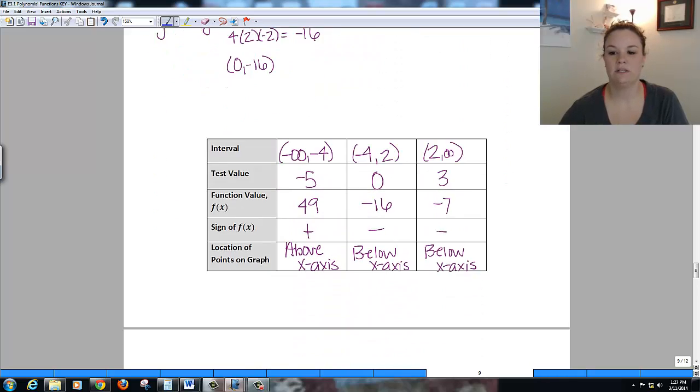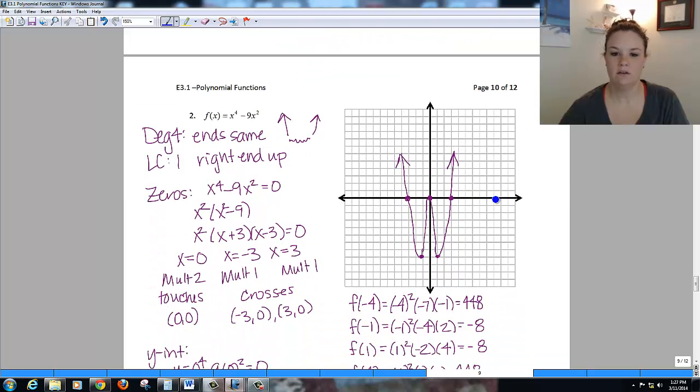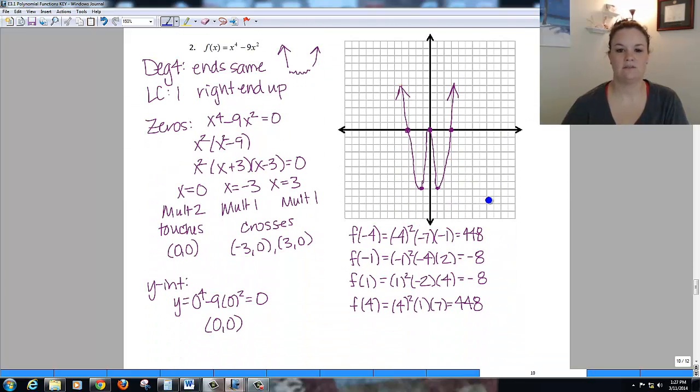Let's look at the second one. Same idea. First thing I want to do is identify the degree. This one's already multiplied out, so it's a degree 4, and my leading coefficient is a 1. So degree 4 means the ends go the same direction, and my leading coefficient of 1 tells me the right side goes up. So I know it should be making some shape kind of like this. I go ahead and factor it. When I factor it, I can factor it all the way down to x squared times x plus 3 times x minus 3. And this is the form I'm going to use to plug in my values over here, okay, if you're looking at my work.